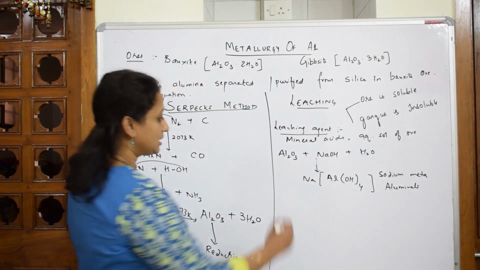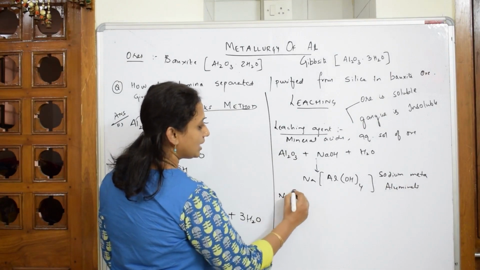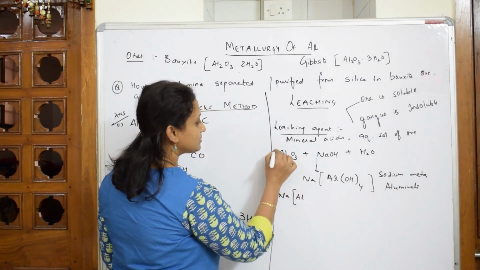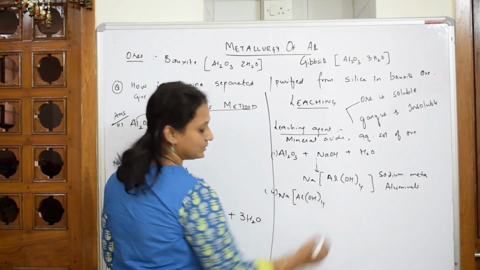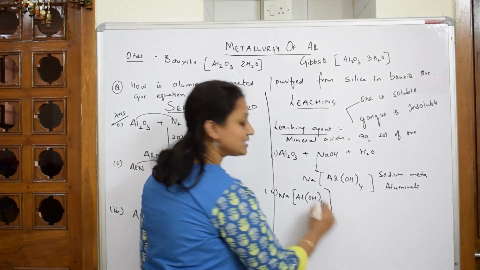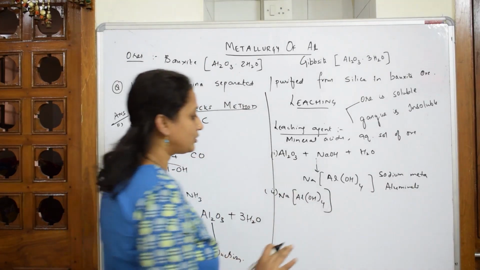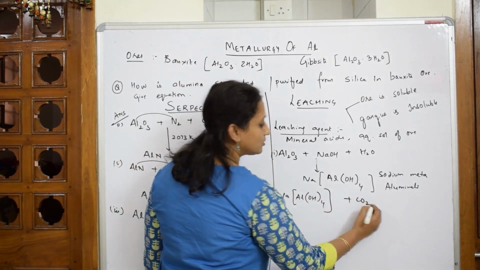Now still we are not done. What am I going to do? Now sodium meta-aluminate, let us name this as 1. Let us name this as 2. I'm going to take this sodium meta-aluminate and neutralize it. How am I going to neutralize? I'm going to add carbon dioxide to this.